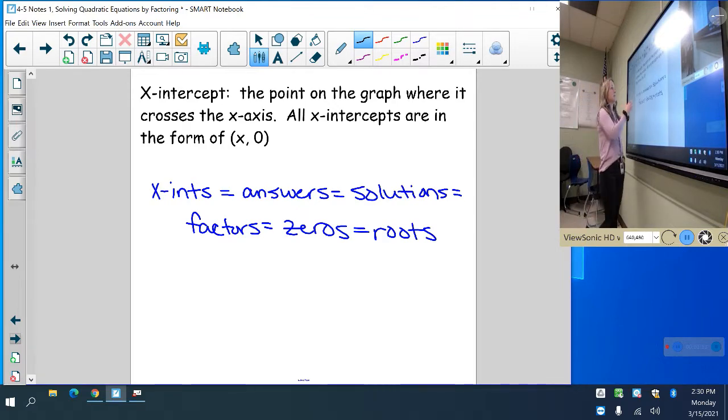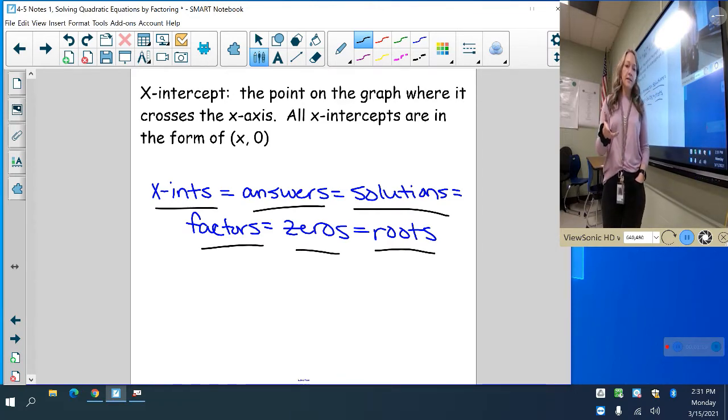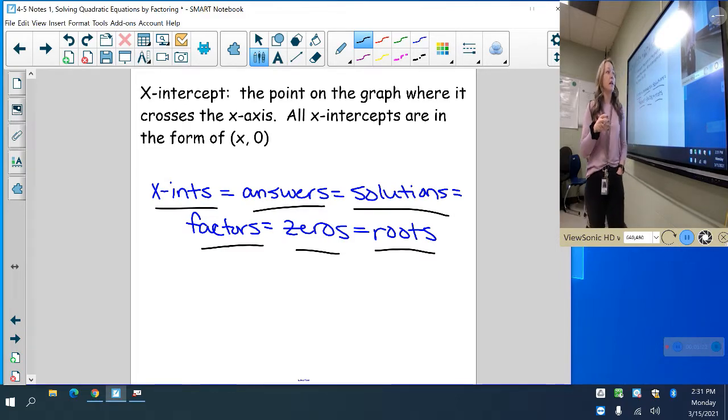X-intercepts are sometimes called answers, solutions, factors, zeros, or roots. If you take a standardized test or anything like that, they might have a different name. Those are the names you might be looking for. So let's make sure we remember that, so you don't miss the question just because of the vocabulary.